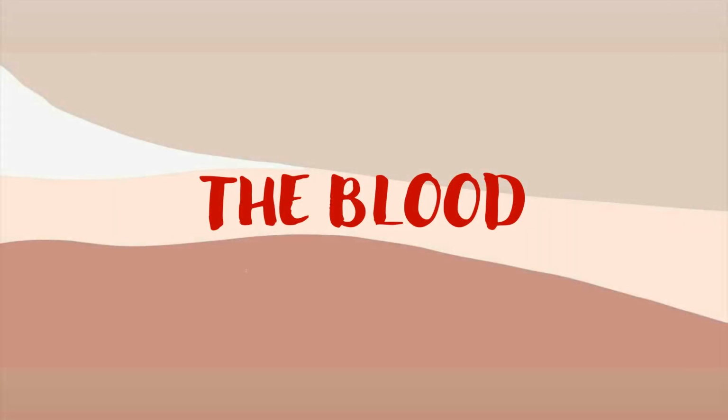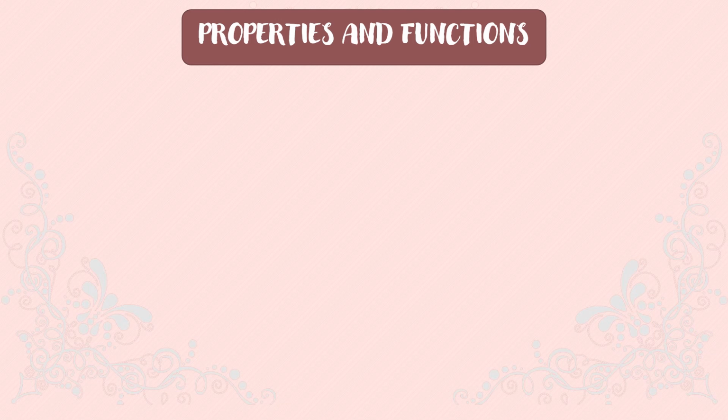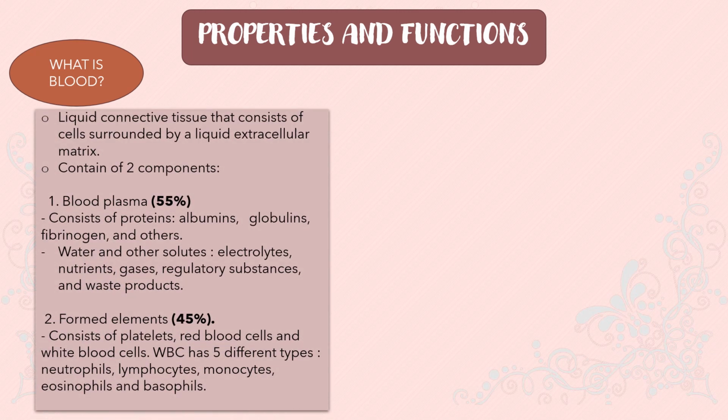So first of all, we're going to talk about the blood because it is very important in our cardiovascular system. So we're going to talk about the properties and functions of our blood. Let's get to know about blood. Blood is a liquid connective tissue that consists of cells surrounded by a liquid extracellular matrix, and it contains two components, which are blood plasma, 55%, and the second one is formed elements, which is 45%.